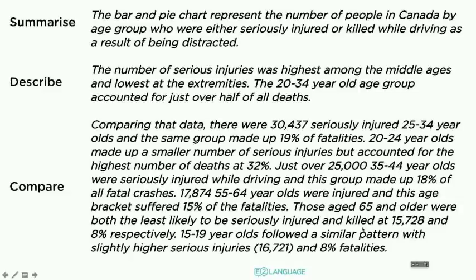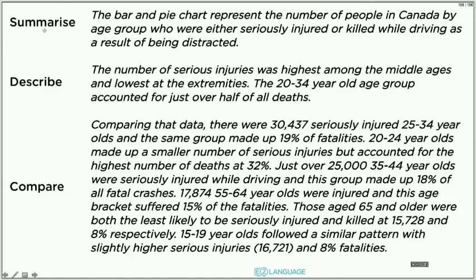What it's going to look like, your finished product, is something like this. You'll have your little summary here, which will be a single one or two sentences, okay? Then you'll have your description. Again, you'll have one or two sentences. I'm going to show you how to do these in detail in a minute. And down here you'll have your comparison, which, for this one, was 6 sentences.